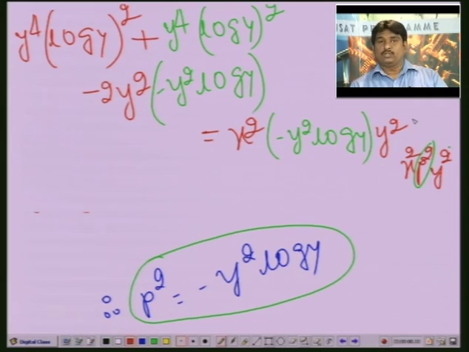Okay. So what I have done: from the second factor I got p square equals minus y square into log y. To get the singular solution, I had to eliminate p from the given differential equation. But my equation contained both odd and even powers of p. So for simplicity, I converted this into an equation involving only even powers of p. And then I replaced p square by minus y square into log y to get that equation. Now I have to simplify this.